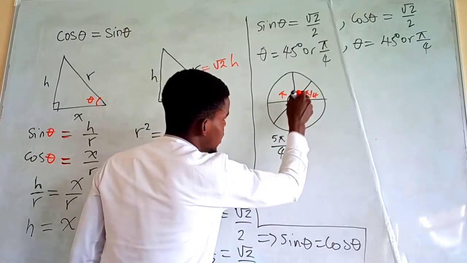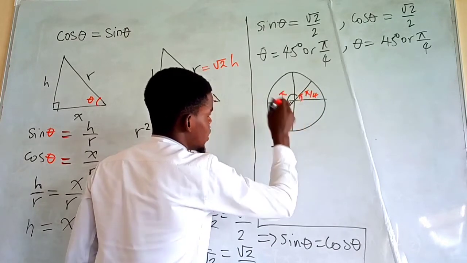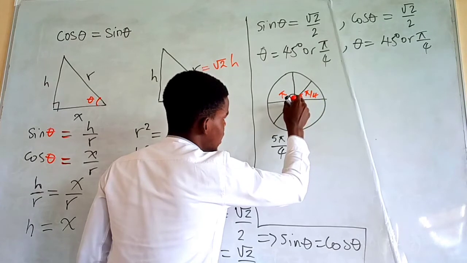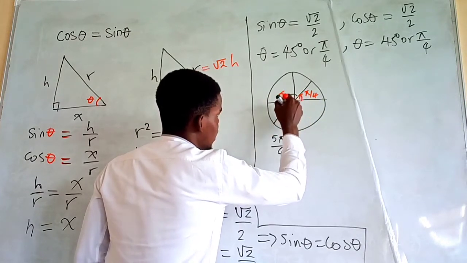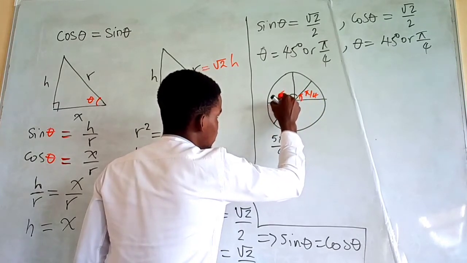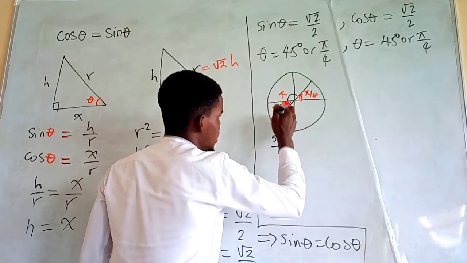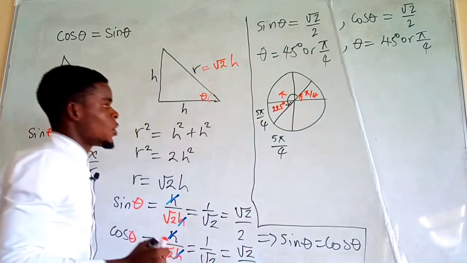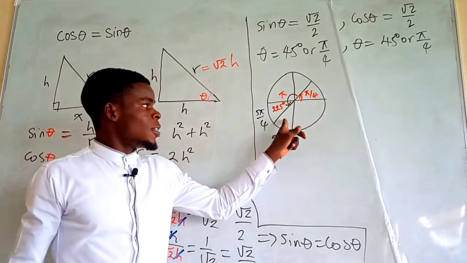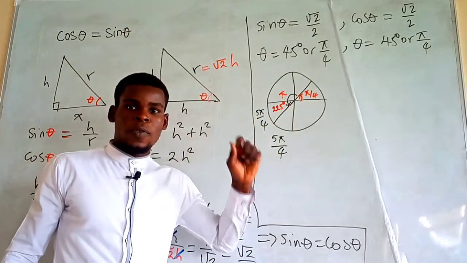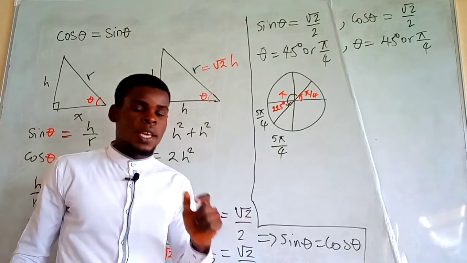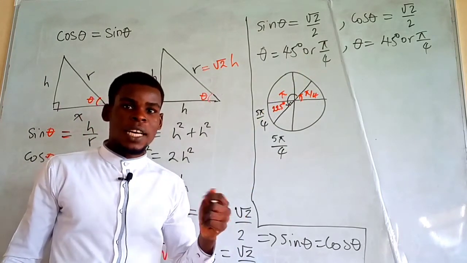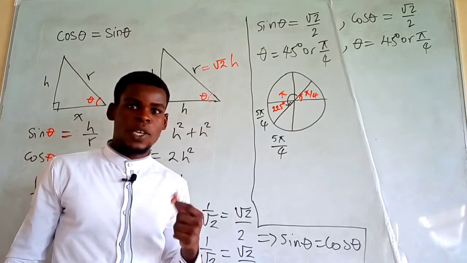So from here to here is the 180 degrees. So if we add it with this one, it follows that this angle here, okay, is 225 degrees, which is the same thing as 5 pi over 4. So it means that if we talk about sine of 5 pi over 4, it's going to be negative root 2 over 2. And cosine of 5 pi over 4 will still be negative root 2 over 2. So they are going to be equal.